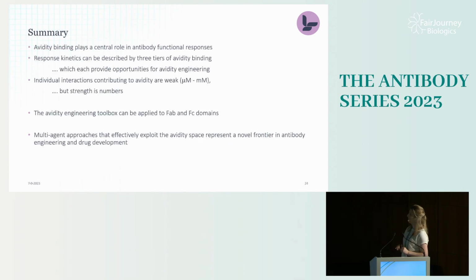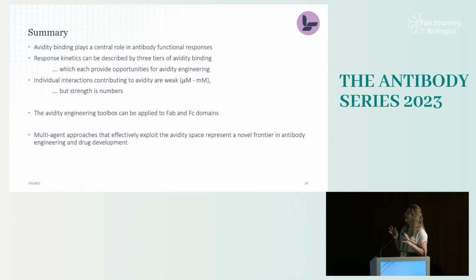And I'd like to summarize. I think avidity binding plays a central role in antibody functional responses, natural functional responses. We can learn a lot from how antibodies naturally behave in the body. And I think the response kinetics governing those responses can be described by 3 tiers of avidity binding. And each of these tiers provides opportunities for avidity engineering.